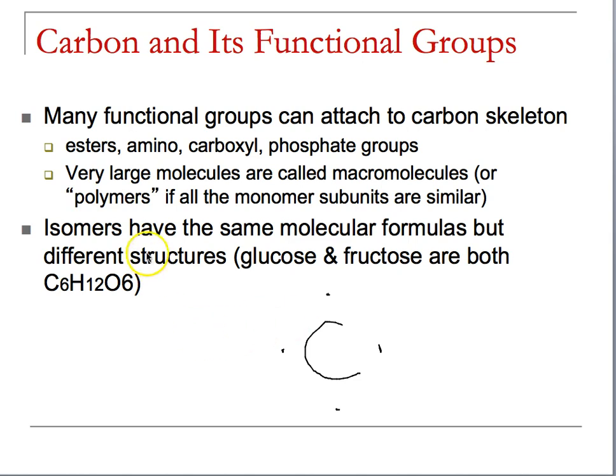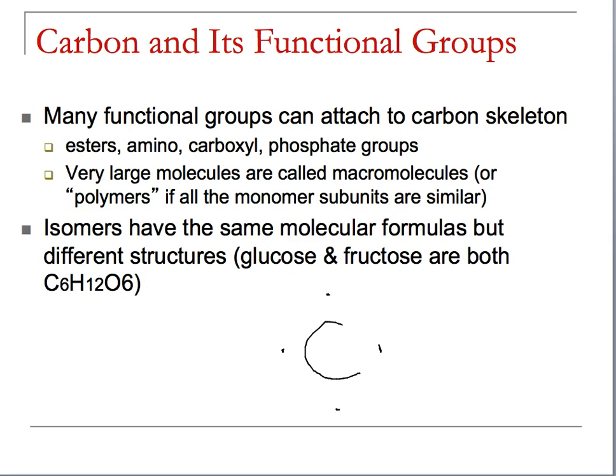Okay, so having said that, isomers: same molecular formula but different structures. So here's where students really get lost. C6H12O6, you're just counting carbons, hydrogens, and oxygens here, and that could be glucose, but it could also be fructose. And because it could be either of these things, and when you actually look at the physical structure of it, we call them isomers because they're not the same.